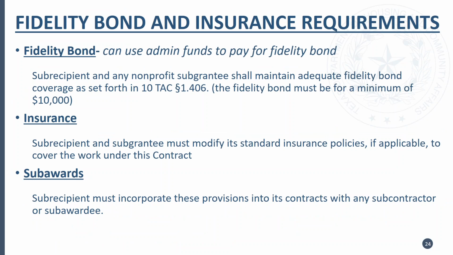The fidelity bond and insurance requirements. All subrecipients must get a fidelity bond, and as you can see, you can use admin funds to pay for it. Subrecipients shall maintain adequate fidelity bond coverage, a minimum of $10,000. Subrecipient and subgrantee must modify its standard insurance policies if needed to cover the work that you're going to be doing under the contract. And again, as I mentioned, subawards, you must incorporate this provision into any contract with a subawardee.